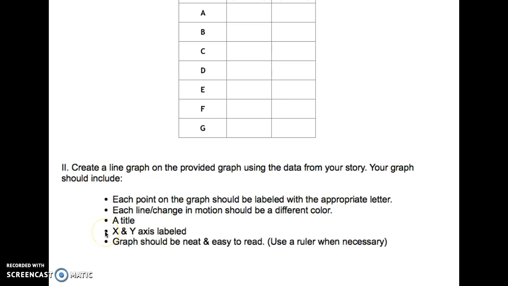Your X and Y axis should be labeled with the distance, time, and what units you are using. And then finally, your graph should be neat and easy to read. Use a ruler for any straight edges. And again, make sure that it's neat and easy to read because you're going to be using this in the next part of the assignment, which we'll explain tomorrow.